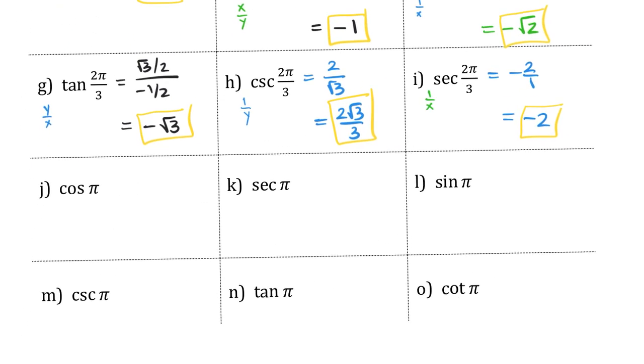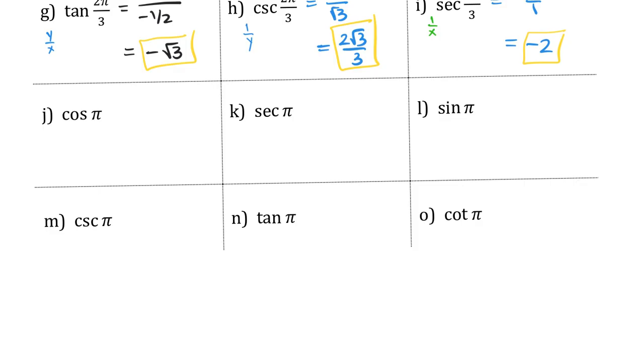Okay, how about the cosine of pi? Well, hopefully some of you recognize pi. It's negative 1, 0, but let's look. So cosine of pi is negative 1. Secant is the reciprocal of cosine, so 1 over negative 1, which is also negative 1.